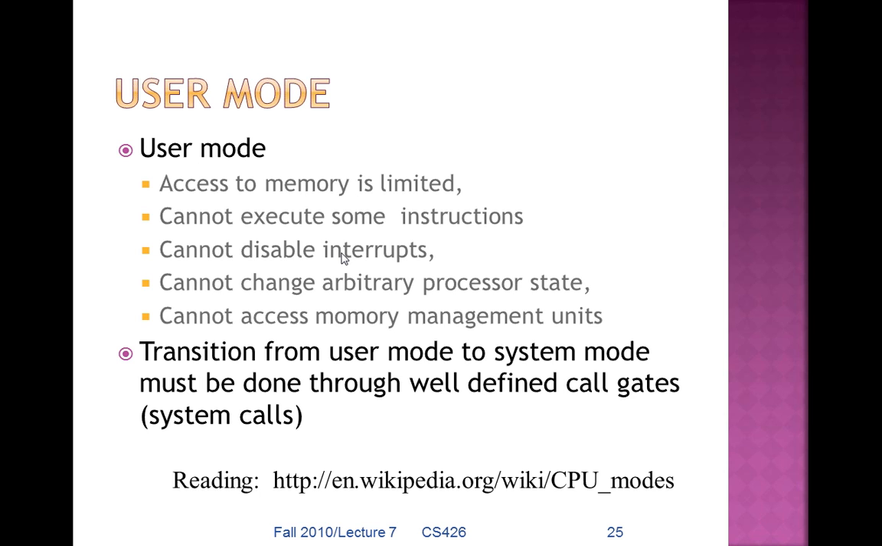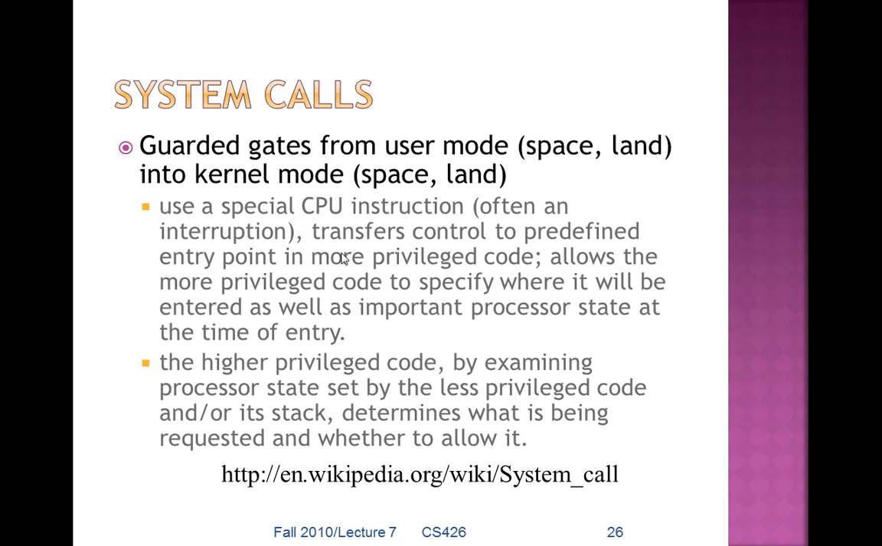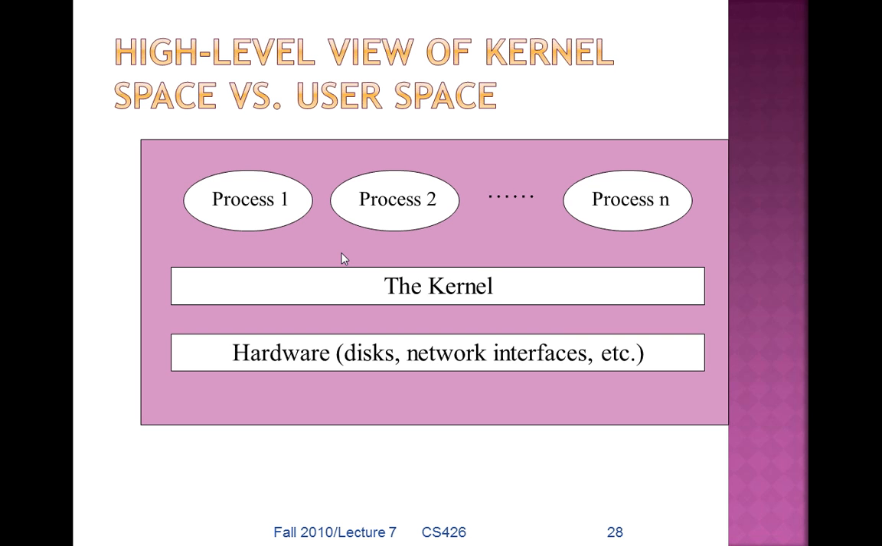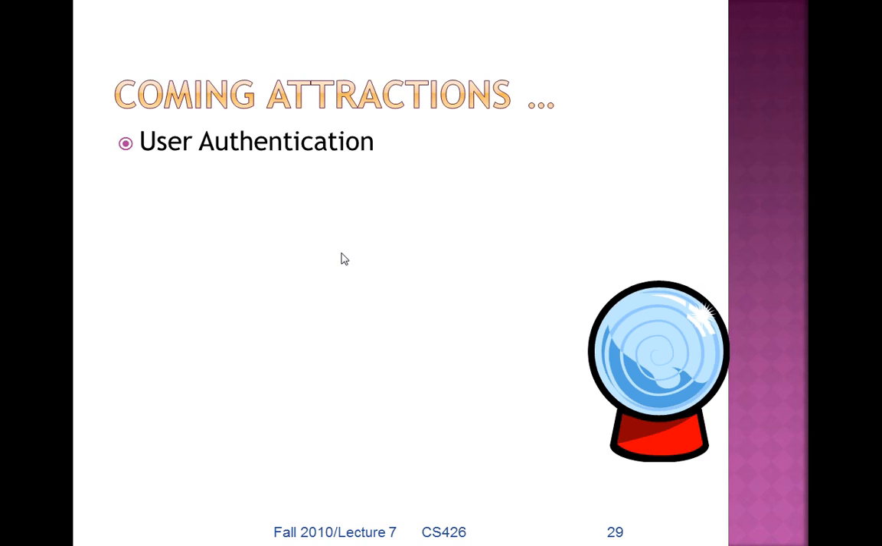If I am going to transition from one mode to the other, that is from user mode to system mode, that can be done using the gate known as the system call. Now what is the system call? It is the gate from user mode to the kernel mode. This is the difference we have discussed, and this is the diagram we have discussed. There is a kernel and there are multiple processes. The kernel lies between the processes and the hardware.